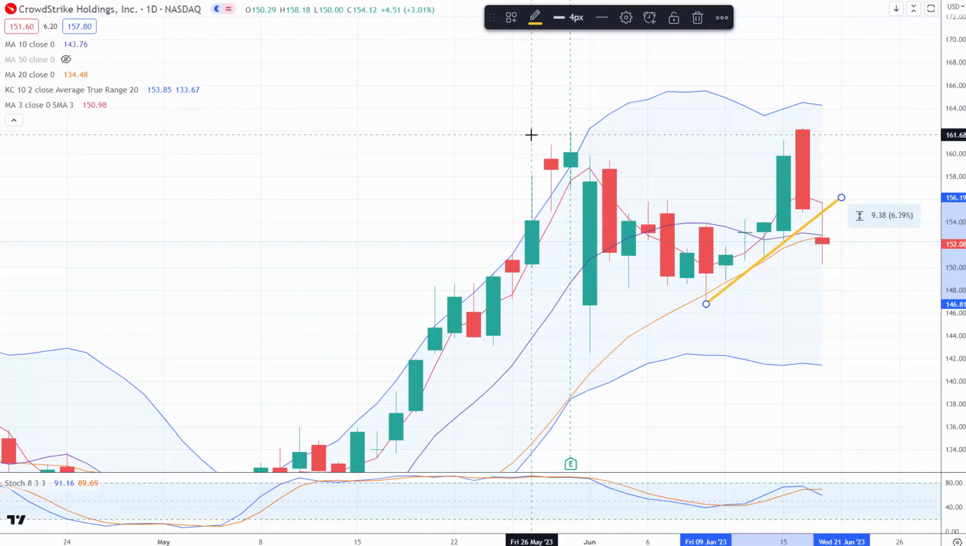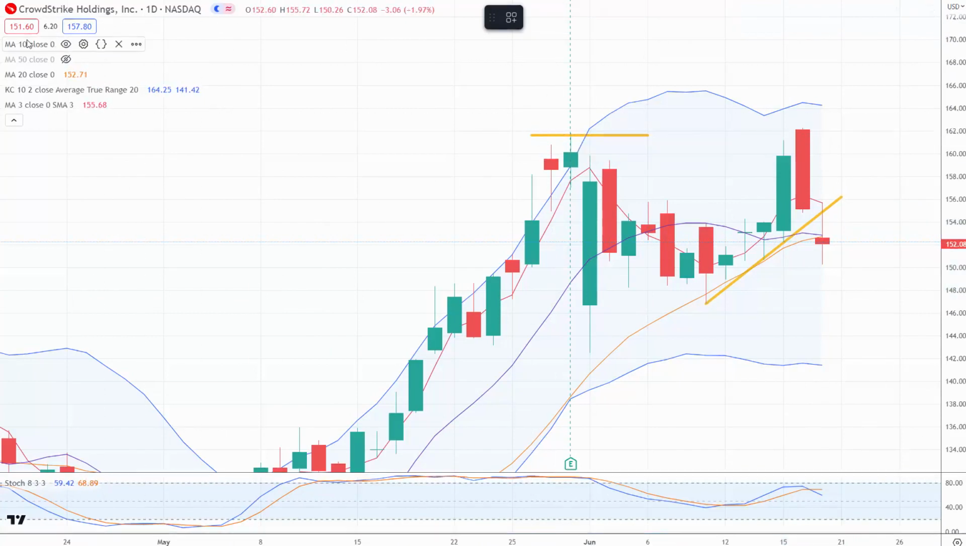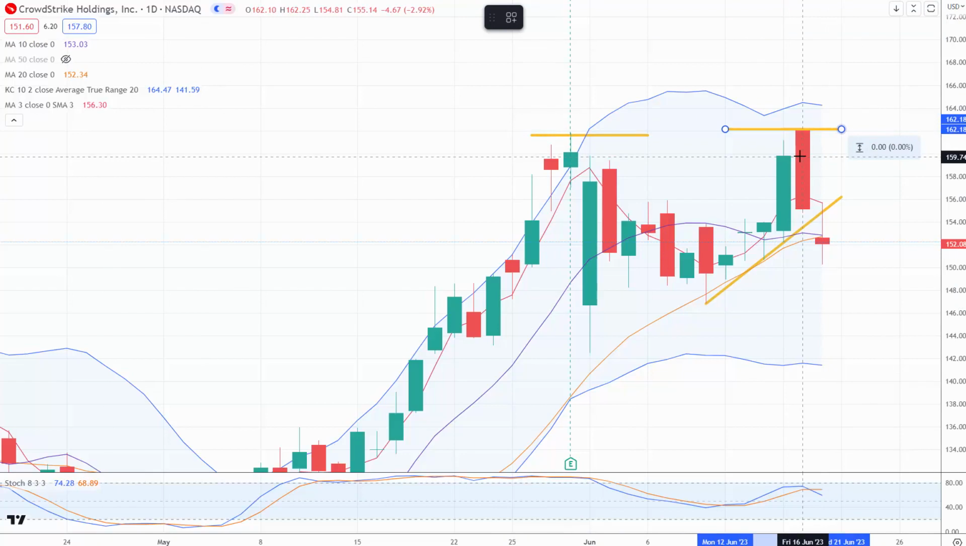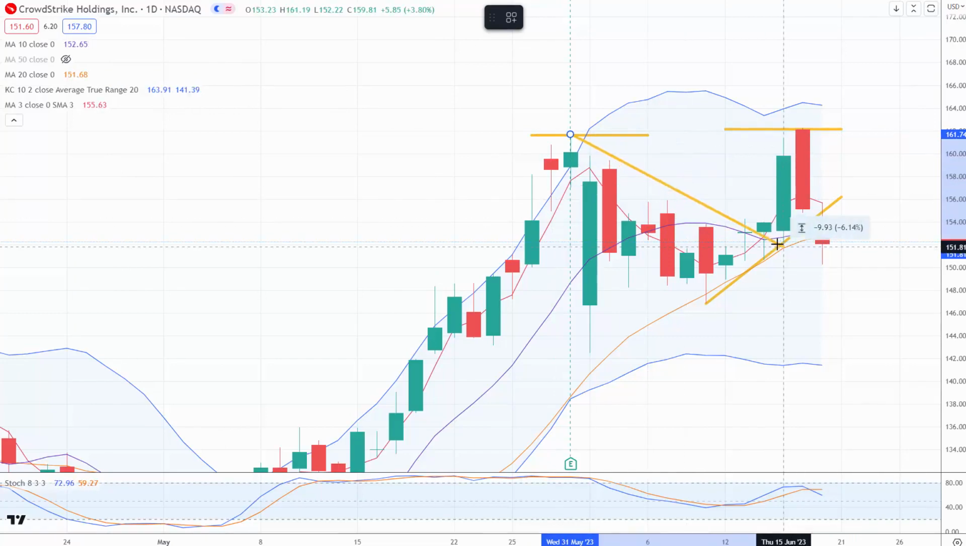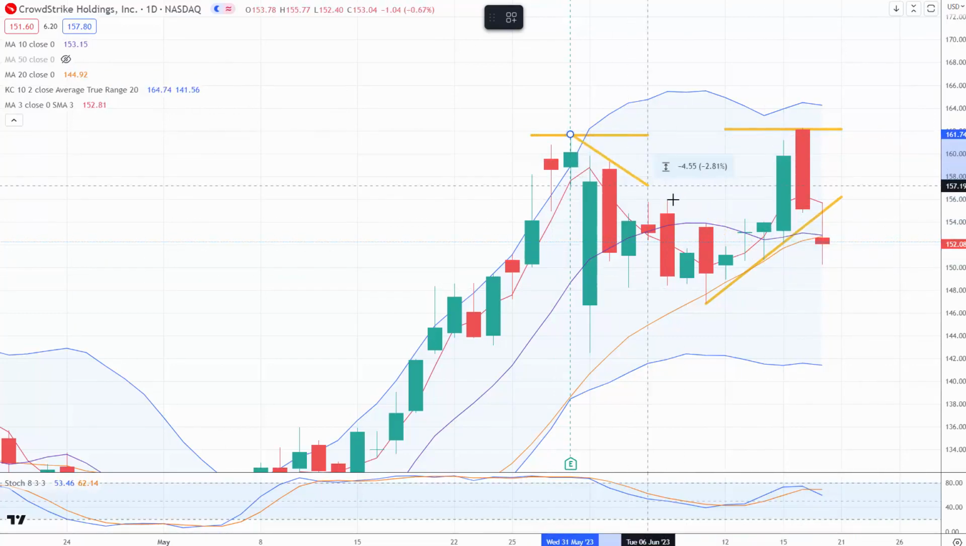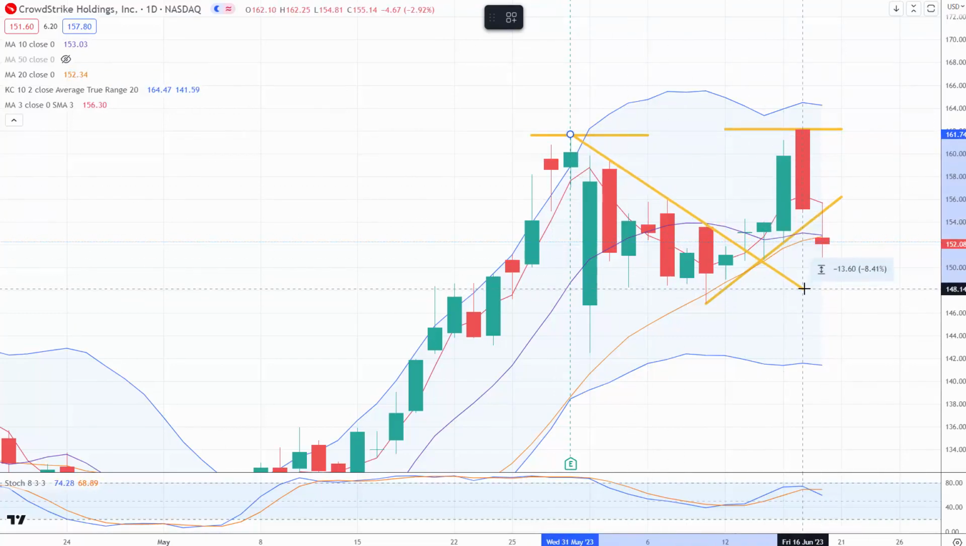We've got the top back here from May 31st relative to the other half of the double top here from Friday, June 16th. Now, if you watched our other video on CrowdStrike, you know this was actually a bullish continuation setup we looked at. CrowdStrike took out its minor bearish trend last week when it closed above its minor bearish trend line.